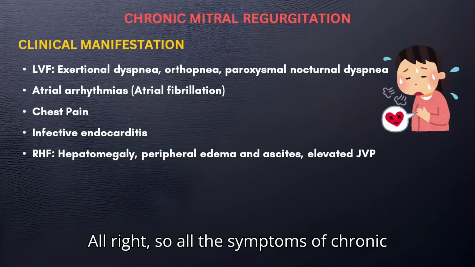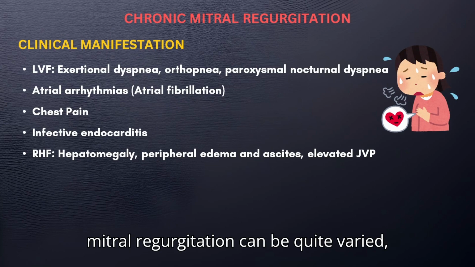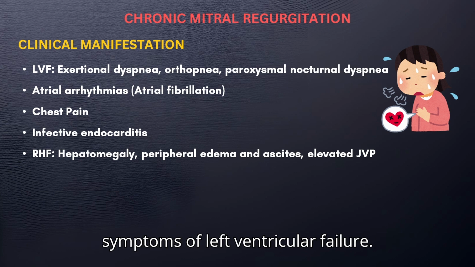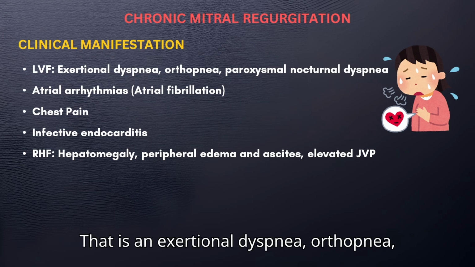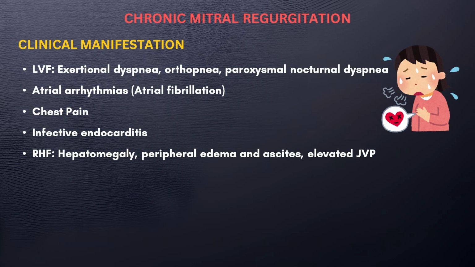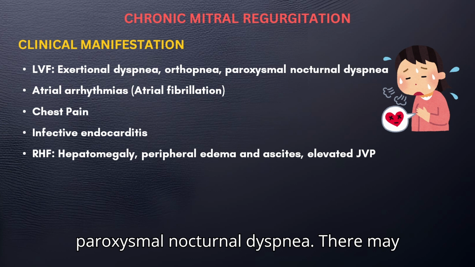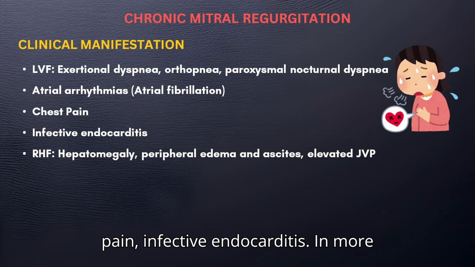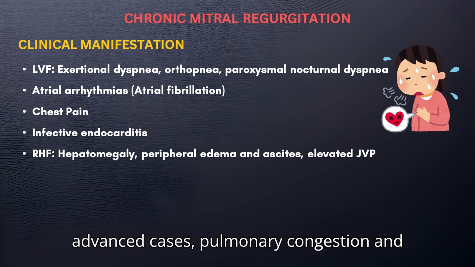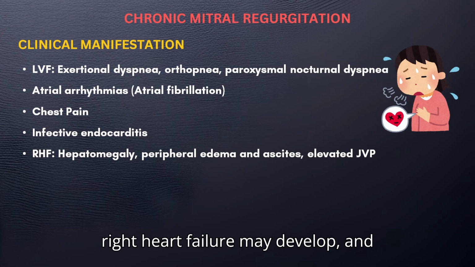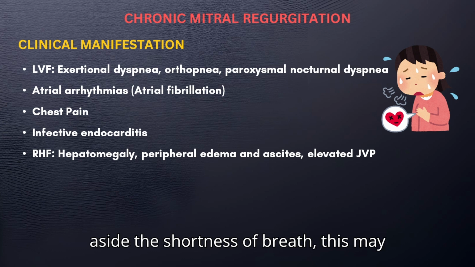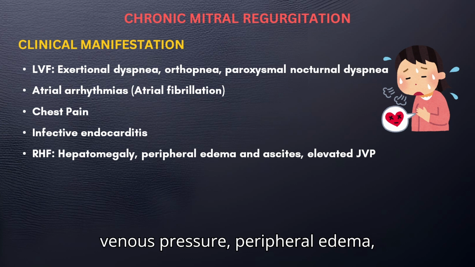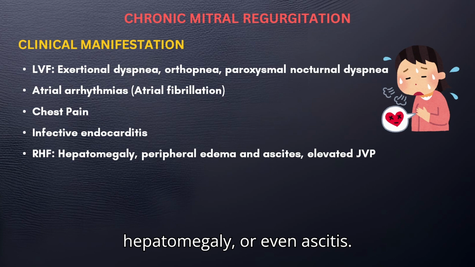All right, so the symptoms of chronic mitral regurgitation can be quite varied, ranging from asymptomatic to more severe symptoms of left ventricular failure, that is exertional dyspnea, orthopnea, paroxysmal nocturnal dyspnea. There may be signs of atrial fibrillation, chest pain, infective endocarditis. In more advanced cases, pulmonary congestion and right heart failure may develop, and aside from the shortness of breath, this may also present with an elevated jugular venous pressure, peripheral edema, hepatomegaly, or even ascites.